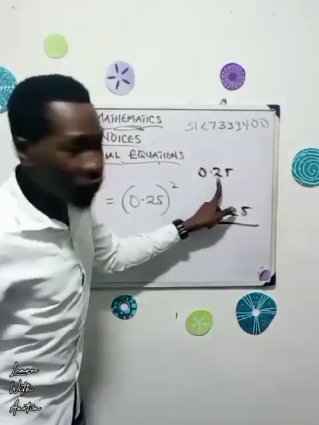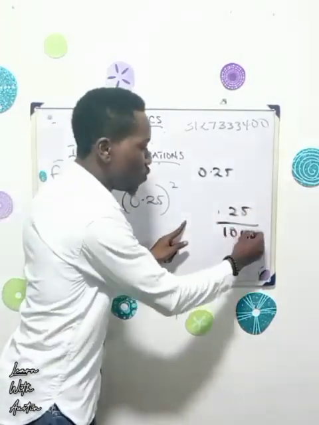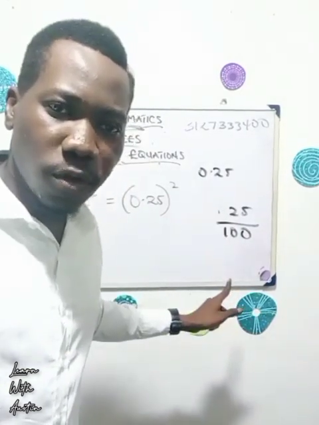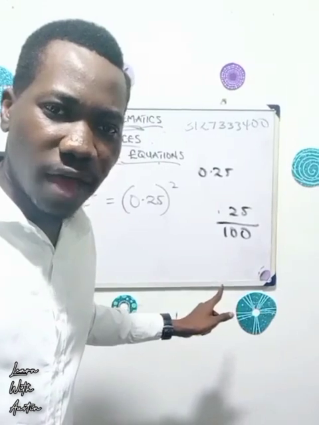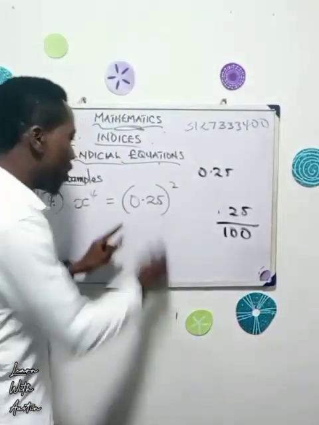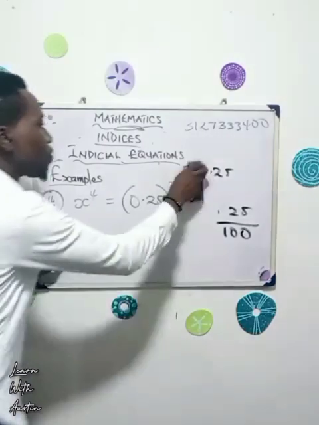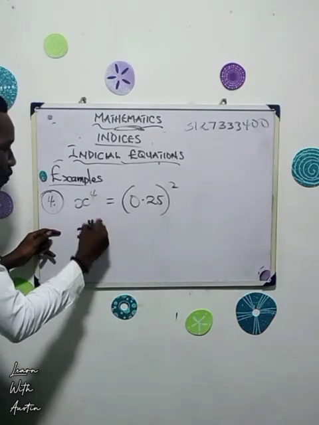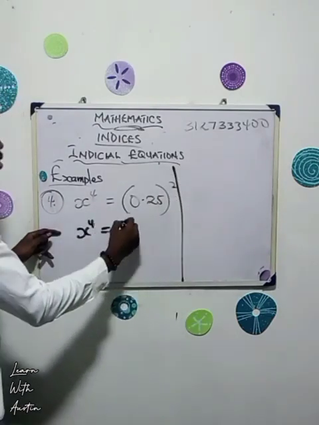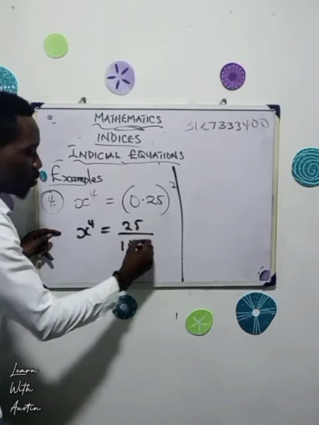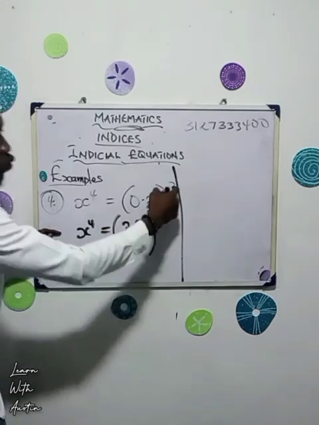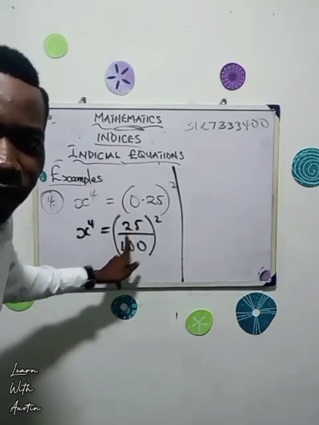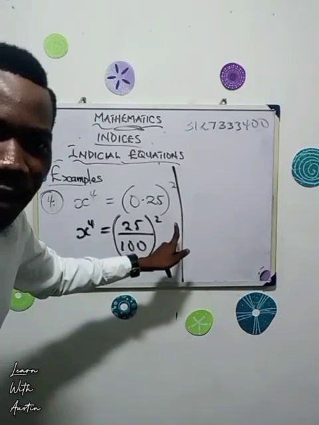So over, you have two decimal places, so you're going to have two zeros. So 0.25 as a fraction will give us 25 over 100. Good. So now when you have a decimal, change it to a fraction. So this is going to give us x raised to the power 4 equals 25 over 100 all raised to the power of 2, according to the question.